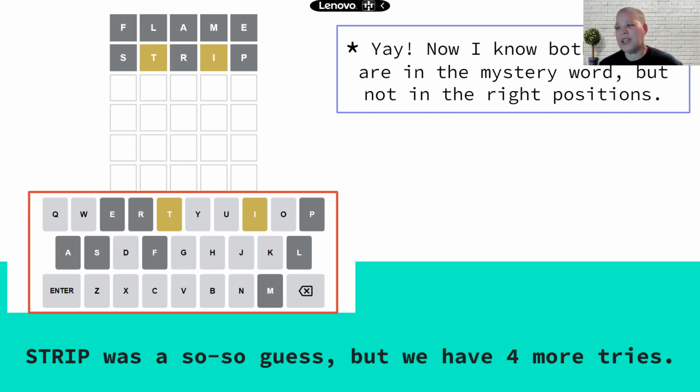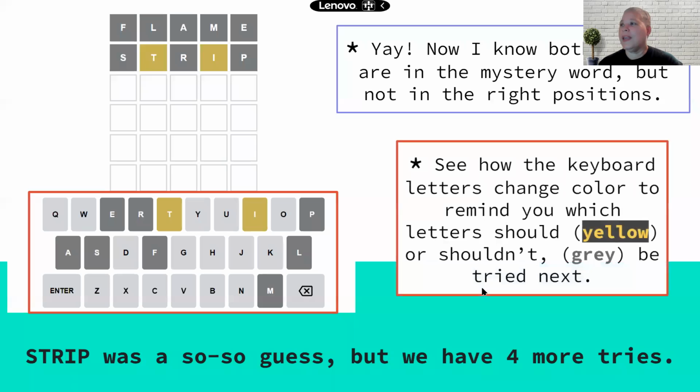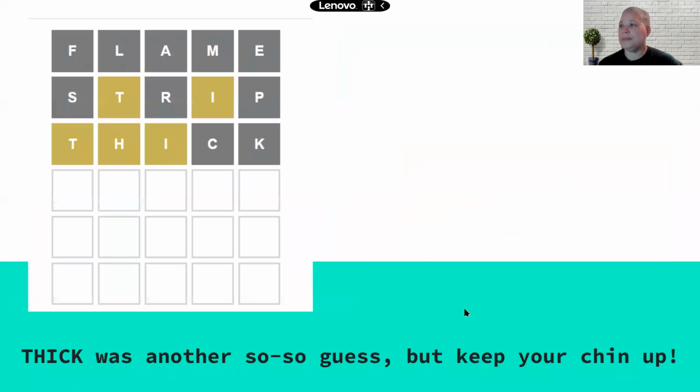So strip was not a great guess, but we have 4 more tries. You'll see here that the keyboard letters change color to remind you which letters you should use. That's the yellow letters, or you shouldn't use. That's the gray letters. So as you're typing or tapping or clicking, you'll be reminded that if it's gray, don't use it. If it's T or I, you can use it, but just not in the place that it's there now.